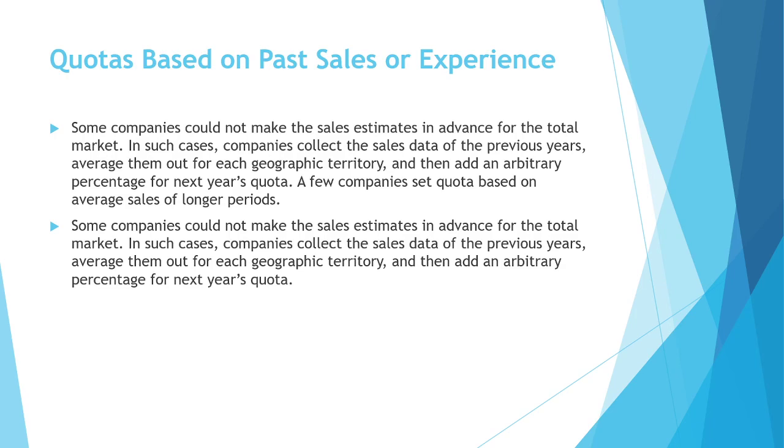Next is the quotas based on past sales or experience. Some companies could not make the sales estimate in advance for the total market. In such cases, companies collect the sales data of the previous year, average them out for each geographic territory, and then add an arbitrary percentage for next year's quota.